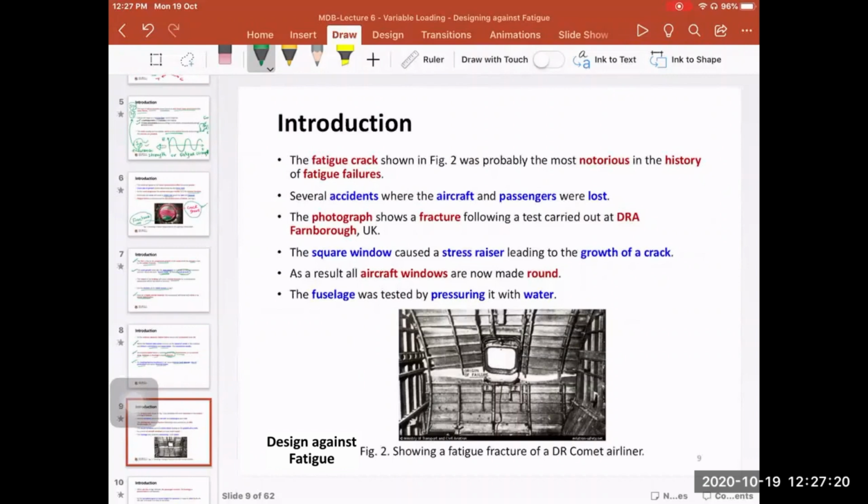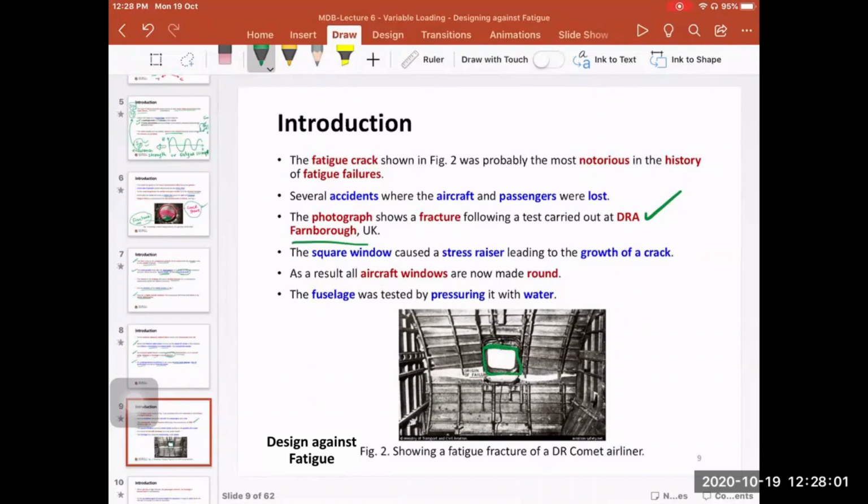So the figure that you see here shows an experiment that was done in the UK, at the Defense Research Agency in Farnborough. And it was for a section of a fuselage. And you see here you have a window, for an aircraft window. And you see here the damage that has happened on the left and the right-hand sides. So what happens here is that first, we have a square shape here for the window.